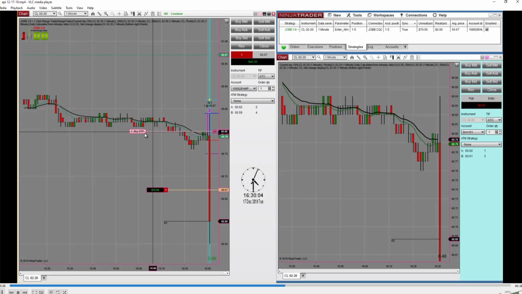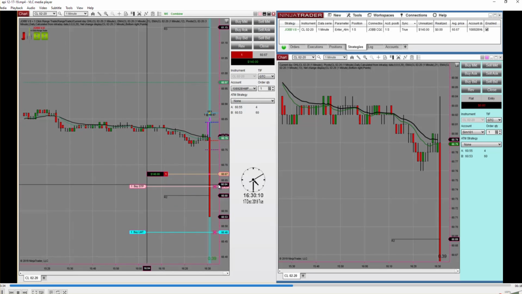And now I have the opportunity to move my stop so that I'm now using the market's money. And I'm moving my stop into the direction of the price move. It goes shorter and shorter, and bingo, in 20 seconds, I make 11 ticks for $110. That, my friends, is a JOBB range trade.